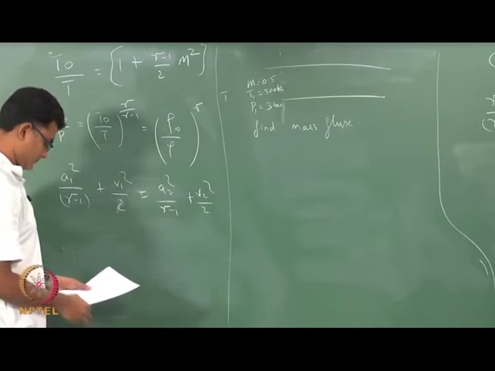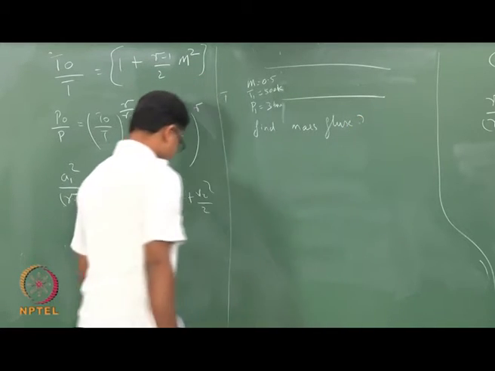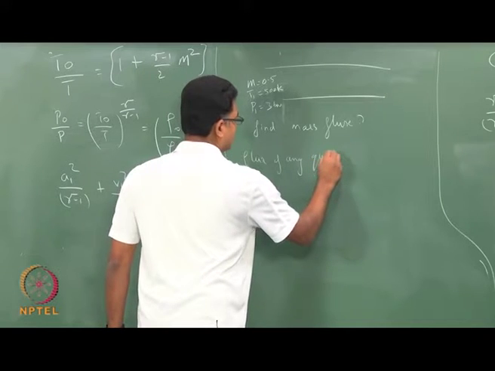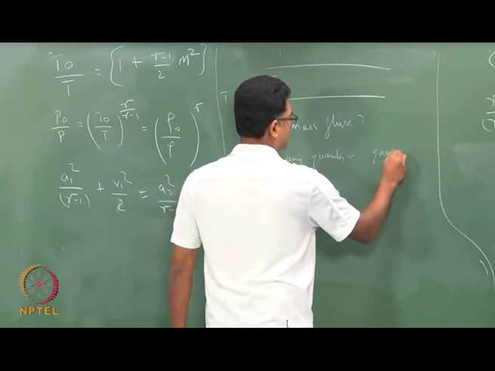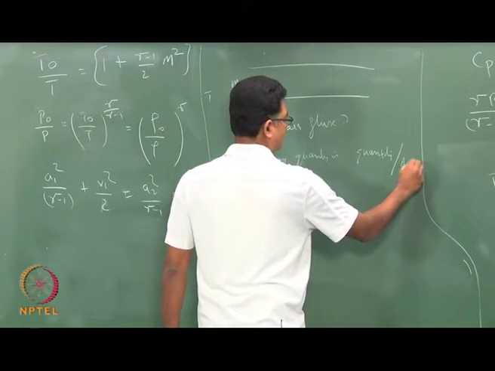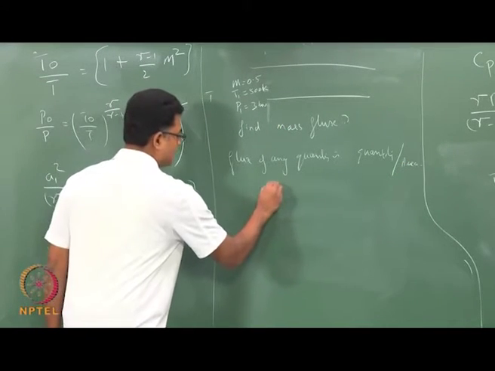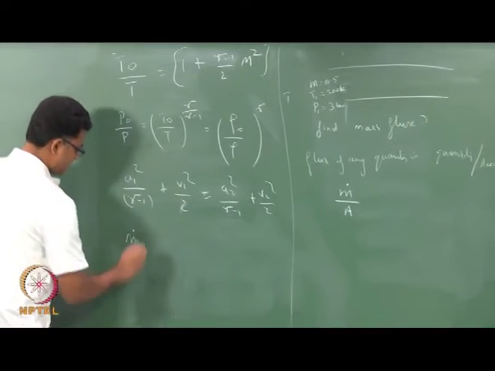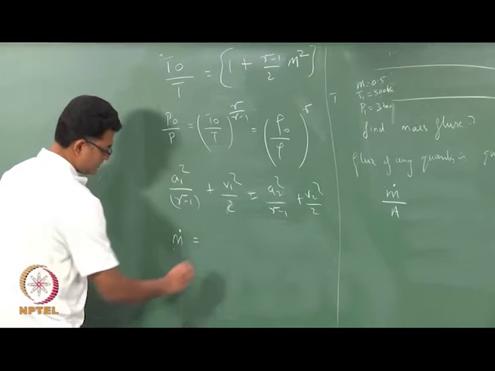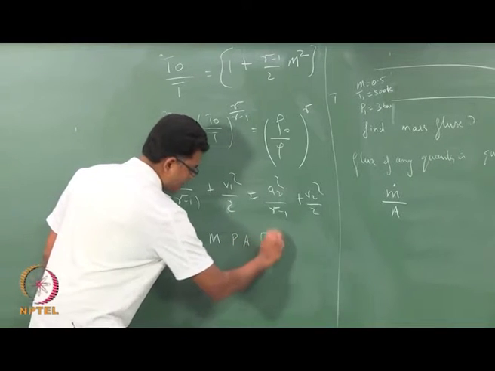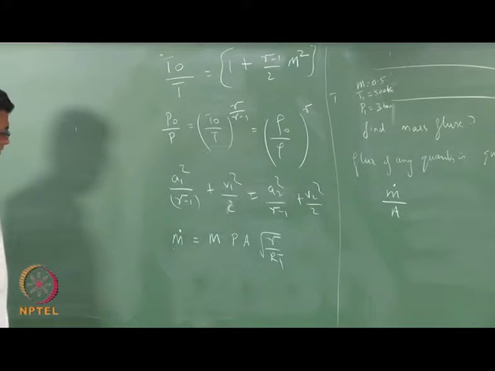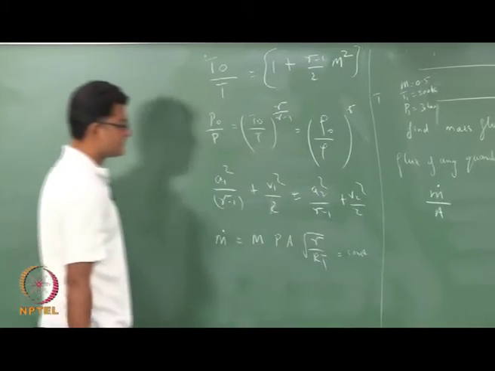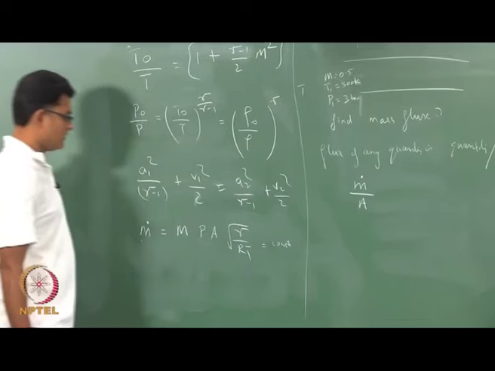Find the mass flux. So, what is mass flux? Flux of any quantity is that quantity by area. So, mass flux is my mass flow rate by area. The equation we derived in the early part of the lecture is m dot equals constant, which is M into P into A by root of gamma by R T. Which is constant. So, we use this equation to find your flux.